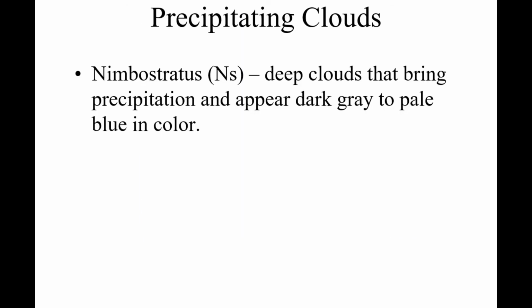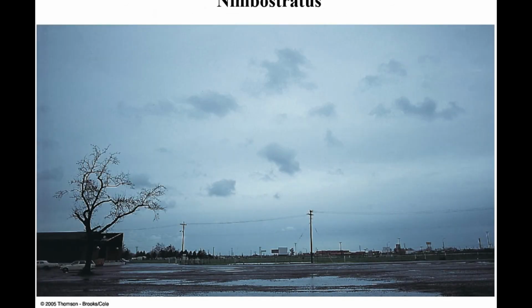Now let's go to, I guess, the fun clouds, and this is precipitating clouds. Now this isn't quite as fun. We had this earlier in the day for today. Nimbostratus clouds. They're deep clouds. They can bring precipitation. They can be dark gray to pale blue in color. And in my college class, I always show this picture.